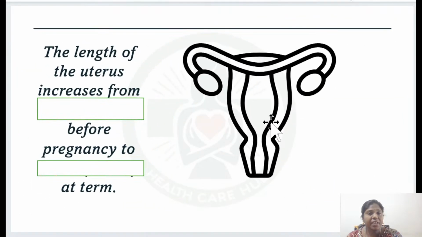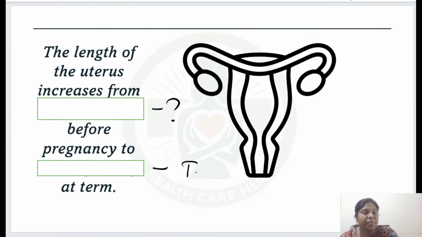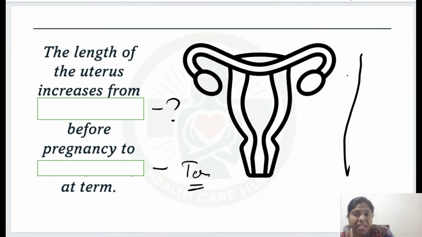Next question. The length of the uterus increases from dash before pregnancy to dash at term. So before pregnancy, what will be the usual length of the uterus? That you have to tell here. And during full term, 37 to 42 weeks of pregnancy, what will be the uterus height?